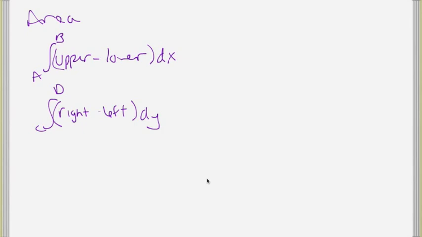So, example, let's say I want to find the area enclosed by 2x squared and x to the fourth minus 2x squared. Calculator, with given picture.